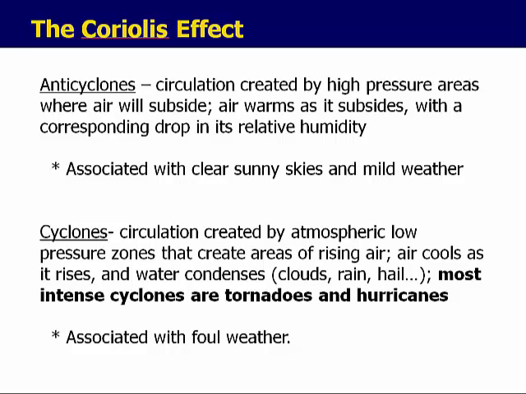Now, the opposite situation for an anticyclone is the cyclone. When a cyclone occurs, circulation is created by atmospheric low-pressure zones that create areas of rising air. Air cools as it rises, and water condenses. This creates clouds, rain, and hail. The most intense cyclones are tornadoes and hurricanes. So cyclones are associated with foul weather.